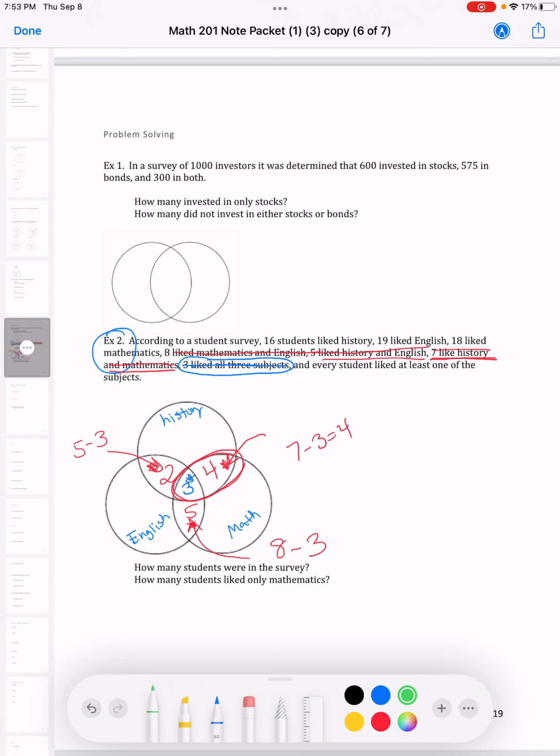I'm going to keep working out, so now I can do the furthest out, the ones that only like history or math or English. So it doesn't matter which one we start with, but 18 like math. So this math circle here is 18, but I already have some numbers inside the math circle. So I'm going to subtract those. 18 minus 5 minus 3 minus 4. So I'm going to subtract everything that's in that math circle. That's going to leave me 6.